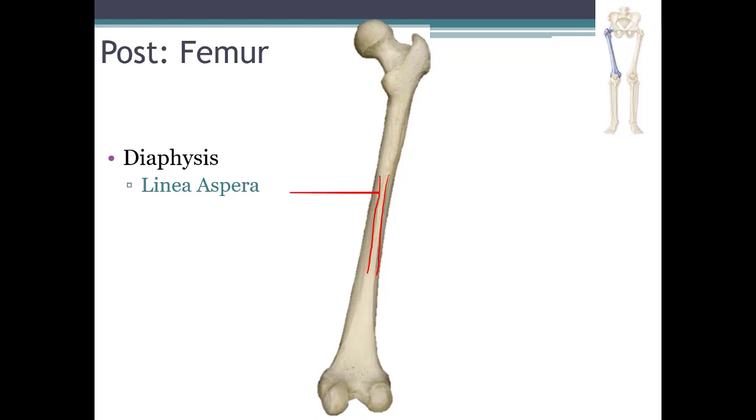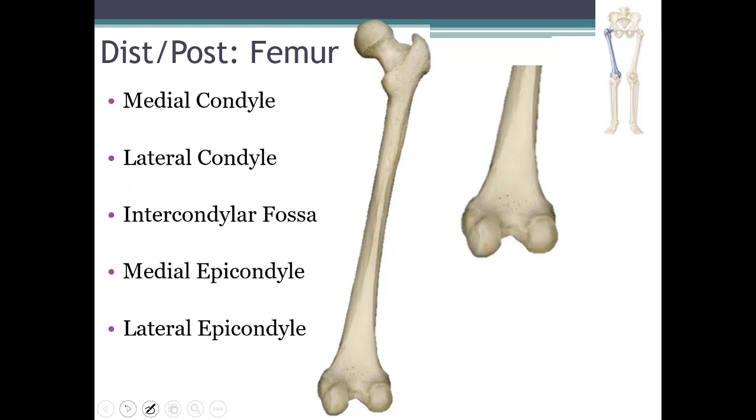Okay, taking a look at the distal femur, we have two oval articulating surfaces known as condyles. The one that's on the same side as the head would be the medial condyle, and then the opposite one would be the lateral condyle. The shallow depression in the middle, known as a fossa, since it's in between the two condyles, it's called the intercondylar fossa. Between the two condyles, fossa. So say that one out loud, intercondylar fossa.